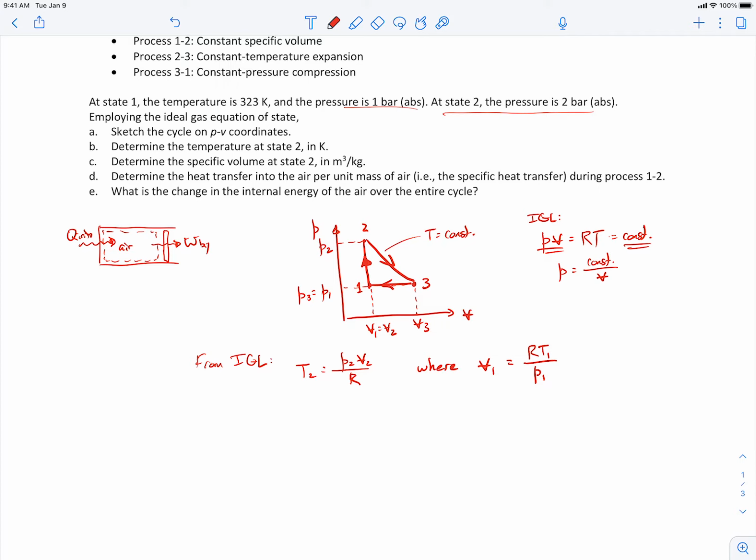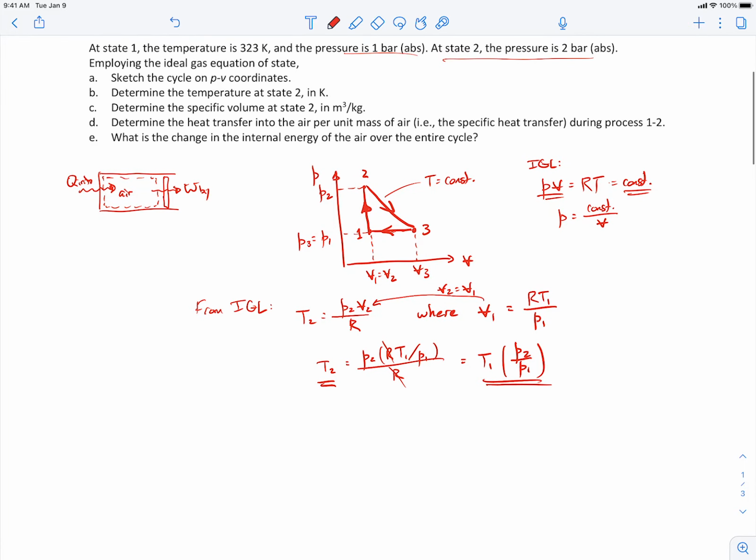But let me just go ahead and substitute this directly in here. I can substitute in there because I know V2 is equal to V1 for that constant specific volume process. So then I'll have T2 is equal to P2 times R T1 all over P1, all divided by R. And so you see the R's cancel out, so I don't even need to know that value. So T2 will equal T1 times P2 over P1. So that's how I can find the temperature at state 2.